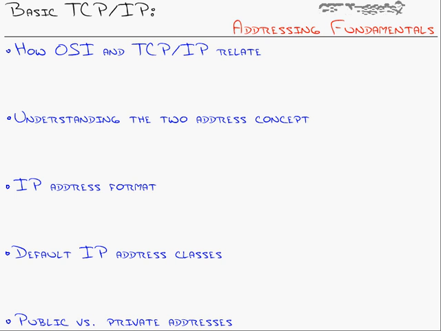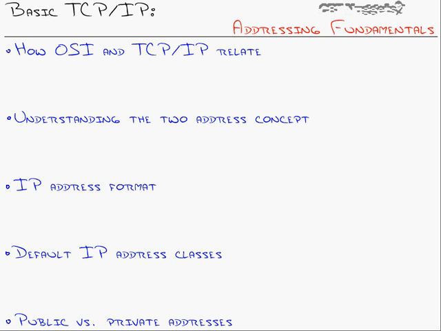We mentioned that in the OSI video. We're going to fully expound on that here. We'll then look at the IP address format, what IP addresses are designed to do and the pieces of them, the default classes, class A, B, and C addresses, and finally the difference between public and private addresses.